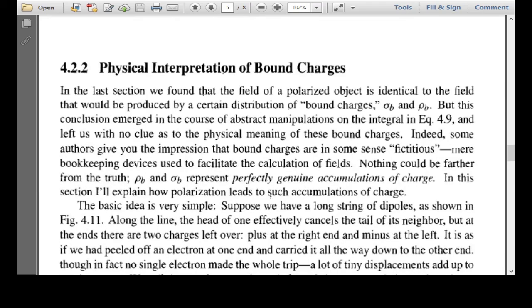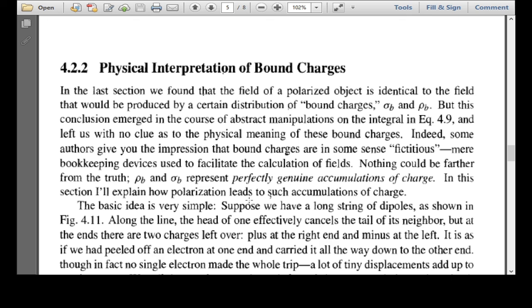The next topic which we will study today is the physical interpretation of the bound charges. In the last section we found that the field of a polarized object is identical to the field that would be produced by a certain distribution of bound charges, sigma b and rho b. But this conclusion emerged in the course of abstract manipulations in the integral and left us with no clue as to the physical meaning of these bound charges.